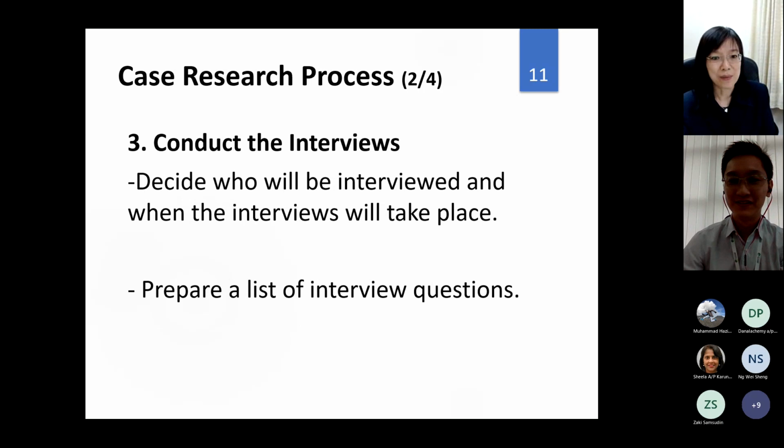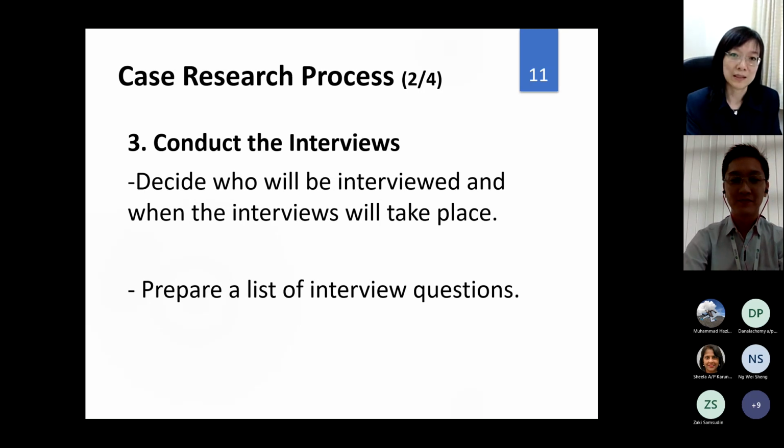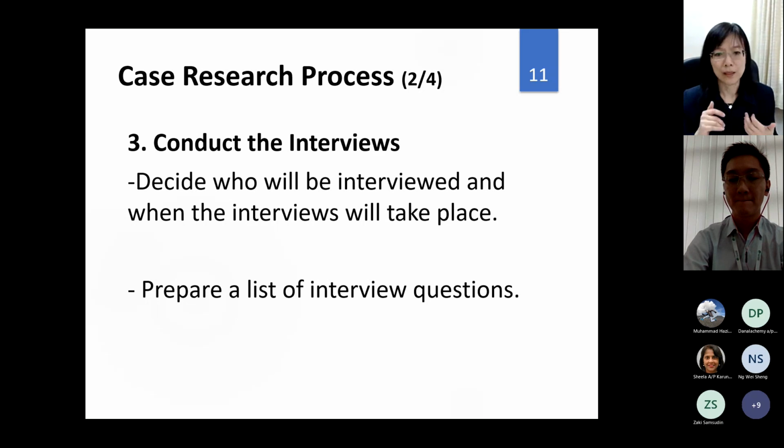Then the third step is, once you have gotten the company and the commitment of the company, go ahead and do your data collection. This can include interviews. This can include telling your middle person what kind of information you want, right? And here it is good to decide when the interviews will take place, who will be interviewed, and also prepare a list of the interview questions.